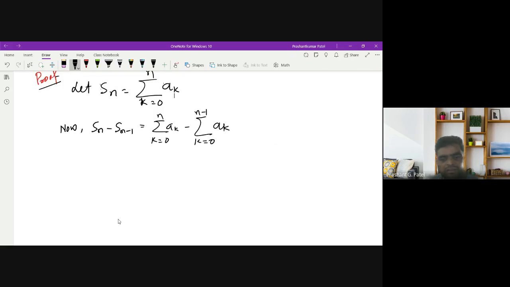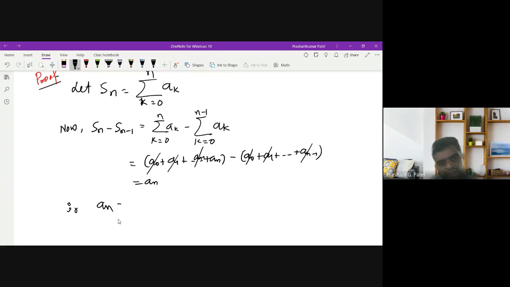And this is this. So if I can expand this one, the first summation is a0, a1, up to an, and the second summation is a0 plus a1 up to an minus 1. And you can observe that this a0 is cancelled out, a1 is cancelled out with these terms, and an minus 1 is cancelled with the previous term to that. So the only quantity left is an. So ultimately what we got is an is equal to Sn minus Sn minus 1.